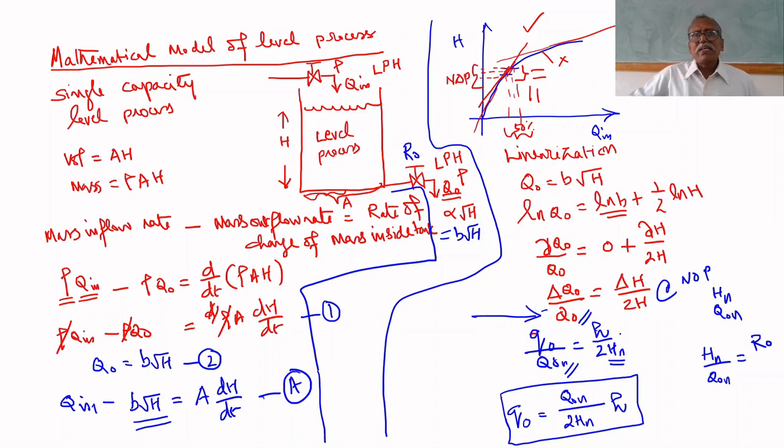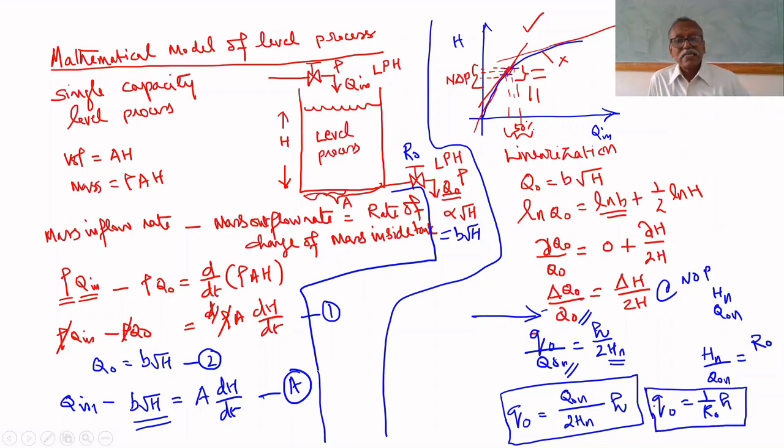So R naught equal to Hn, H nominal divided by Q naught nominal. So we can write Q naught equal to 1 by R naught times h. What is Q naught? Q naught is the change in outflow rate. What is small h? Change in level about nominal operating level. That is very, very important. That small h is about nominal level Hn. Q naught also varies about Q naught nominal.